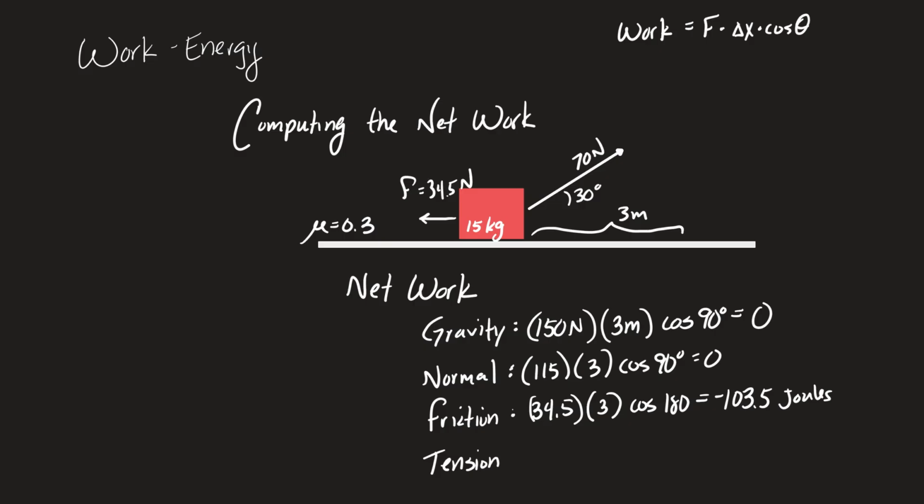Next, the tension does work on the box. What's the size of the tension force? And of course, the box still travels 3 meters, but what is the angle between the tension and the displacement? This is our 30 degrees. Heck yeah, there we go. So, not too tough. Handing you the easy stuff first. It's not going to stay this way.